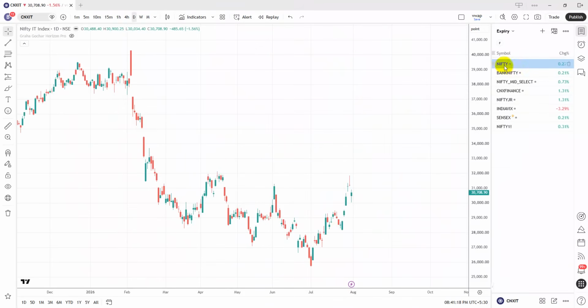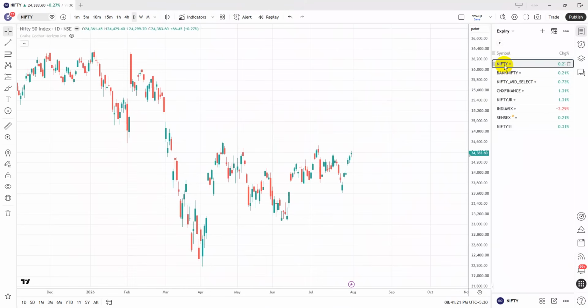So this is where the planet is very important. You cannot just say Mercury turning direct will impact everything. It will not happen that way. It impacts anything related to communication the most.